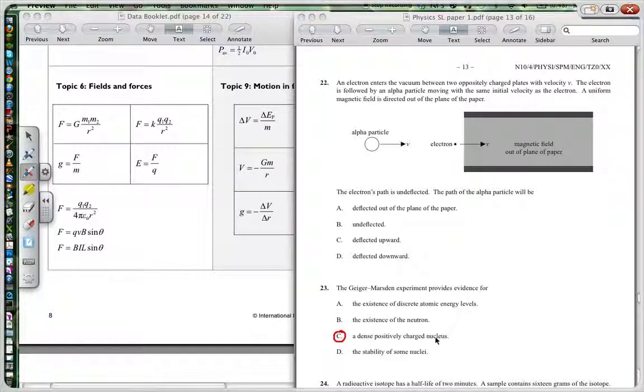Before then they had this idea of the plum pudding, that the atom was made up of this doughy mixture of positive and the electrons were like scattered about. But most of the alpha particles shot straight through, but some of them shot back, and they could only have shot back if there was this densely positive charged nucleus.